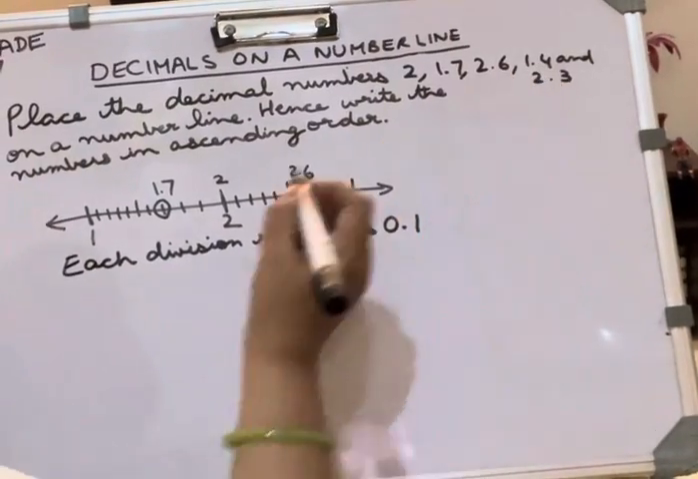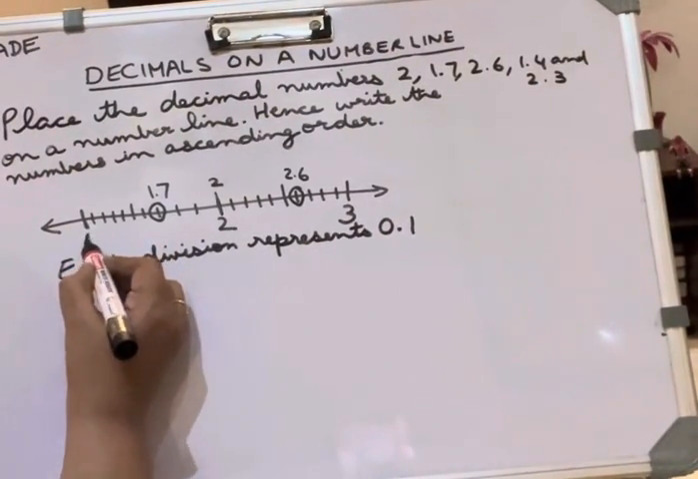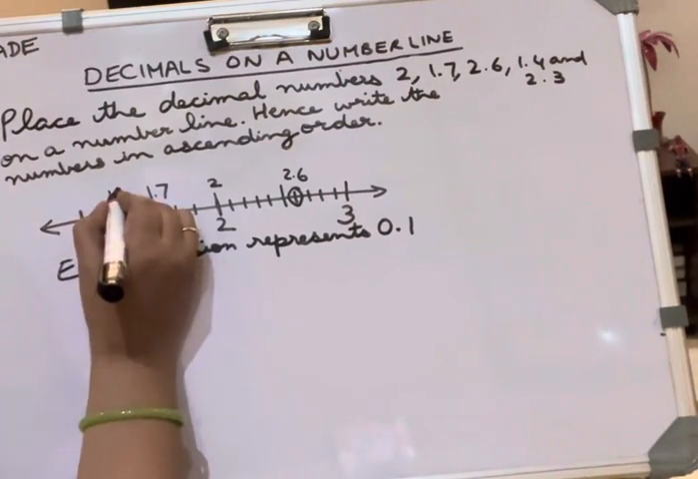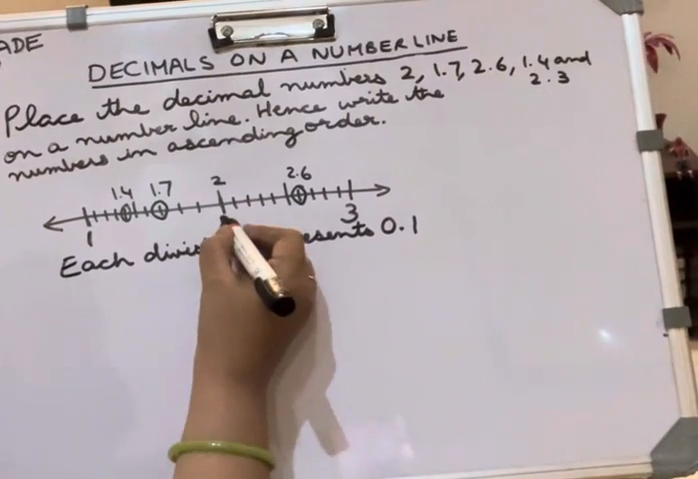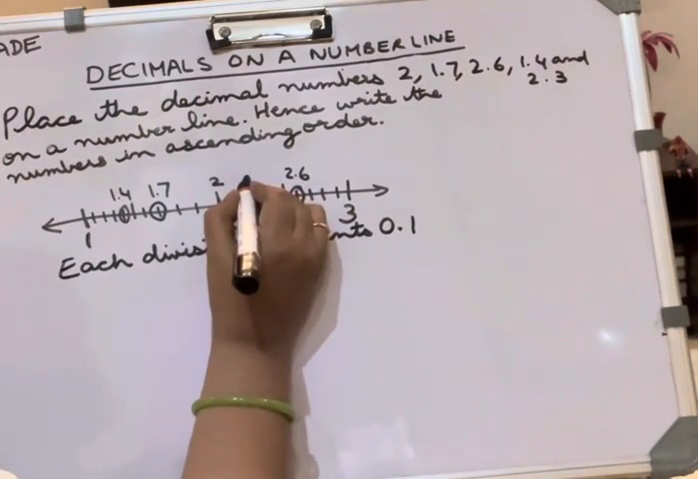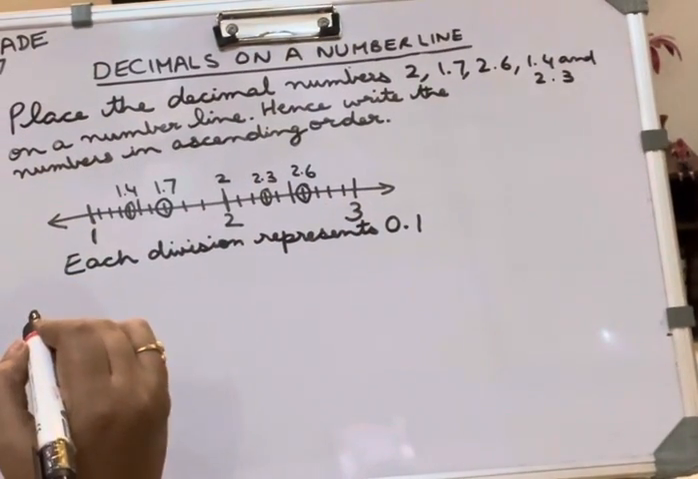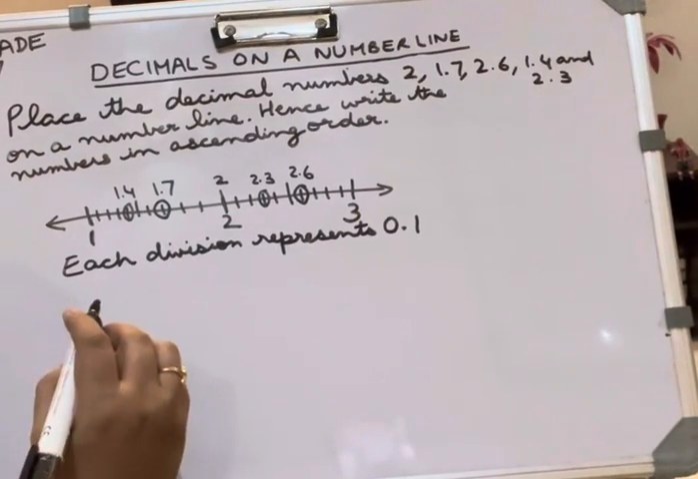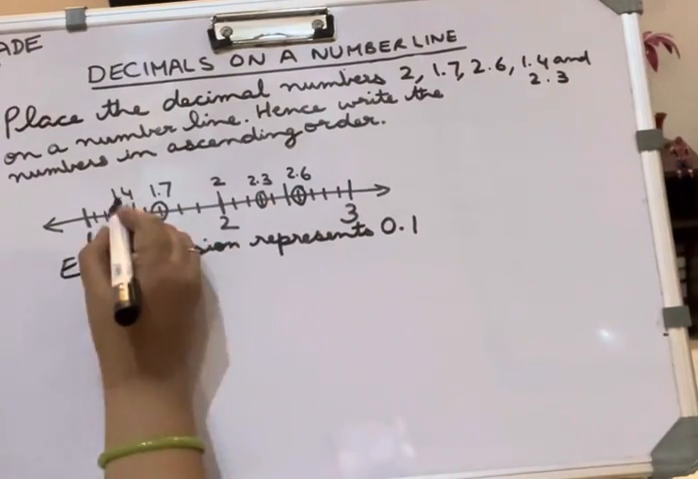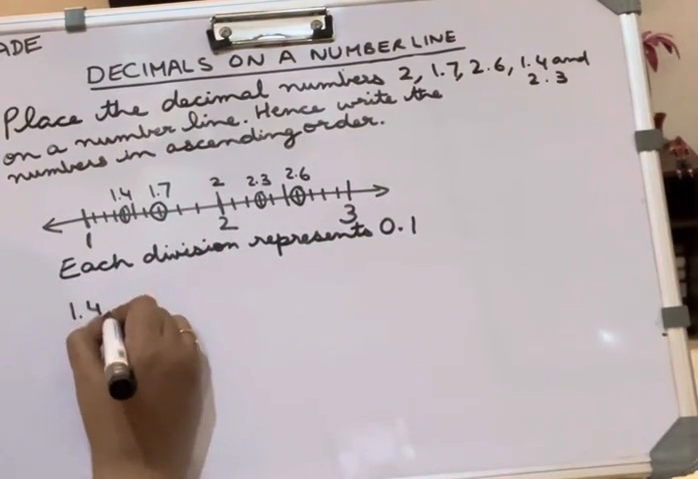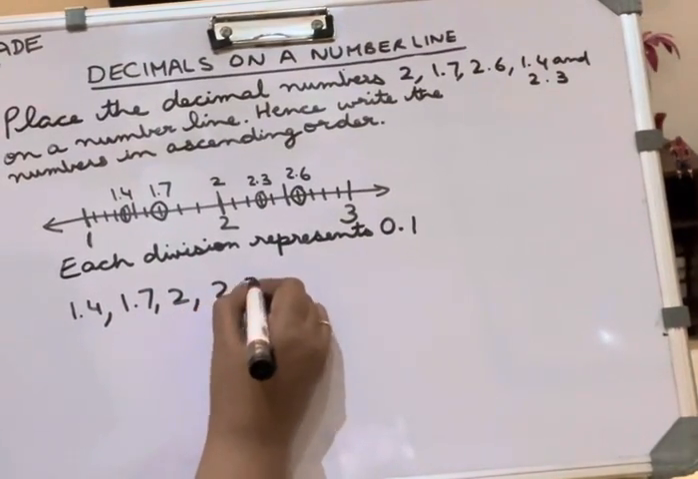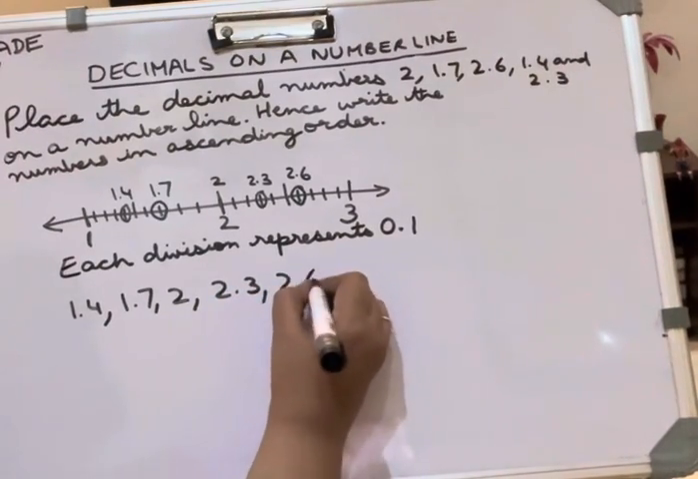Next, 1.4. Now 1 is here. So 1.1, 1.2, 1.3, 1.4. And 2.3. So 2 is here, 2.1, 2.2, 2.3. Okay, so this is the first part. Hence, write the numbers in ascending order. So the numbers in ascending order are, what do we observe? 1.4 from the number line itself, 1.7, then 2, then 2.3, and then 2.6.